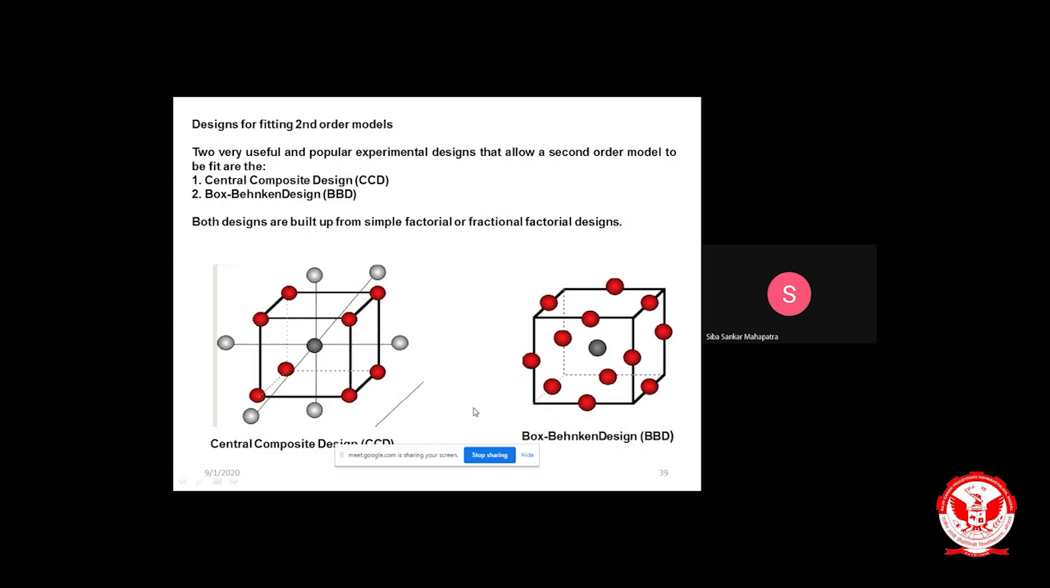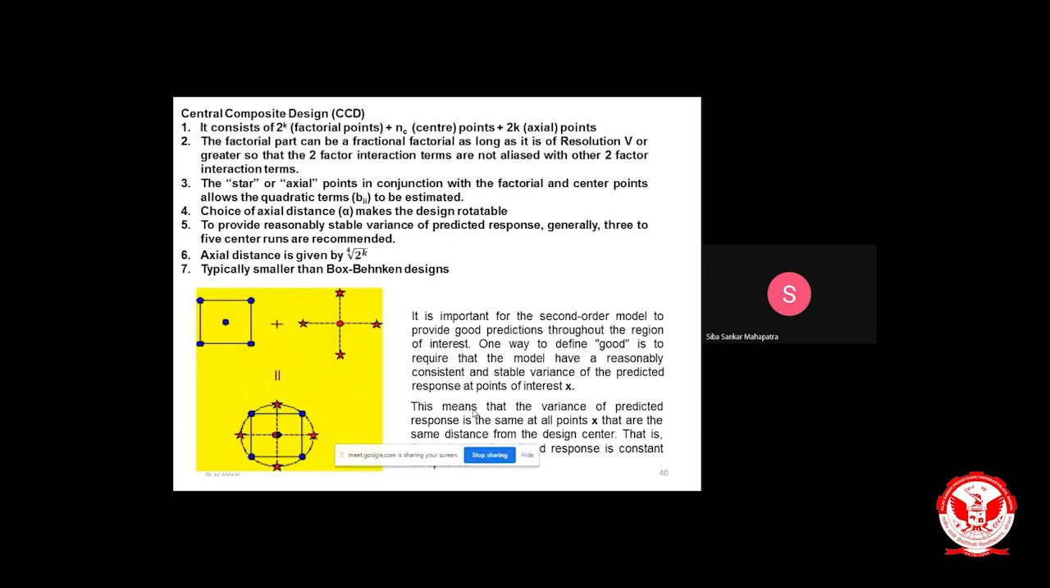Now, central composite design consists of 2 to the power k factorial points, then nc center points, and 2 into k axial points, where k is the number of factors that you consider. The factorial points can be a full factorial design or a fractional factorial design. But when you use a fractional factorial design, it should be of resolution at least 5 or greater than that.